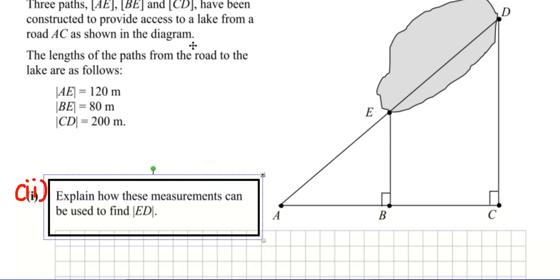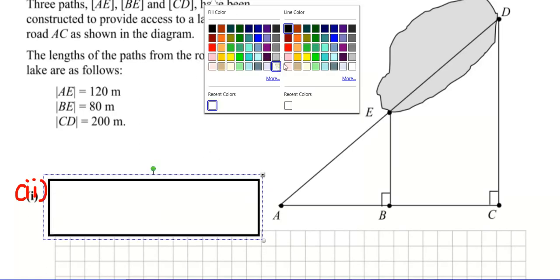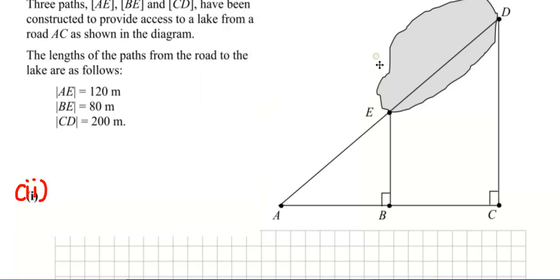Just feels weird to not do the question. Okay, so I'm doing part two first, okay? What is A to E? 120. What's B to E? 80. C to D? 200. All right, this should be easy enough. We're going to do big triangle, small triangle again.